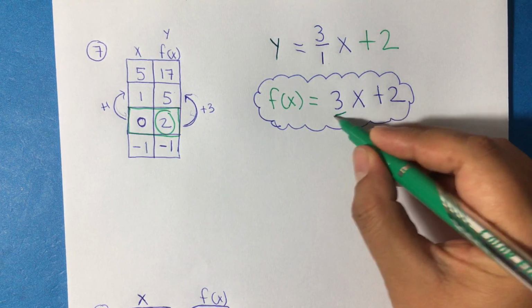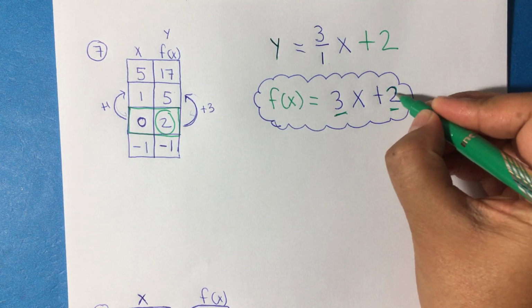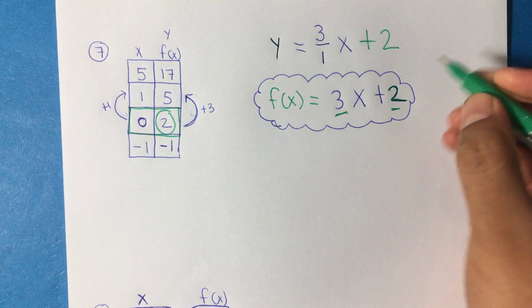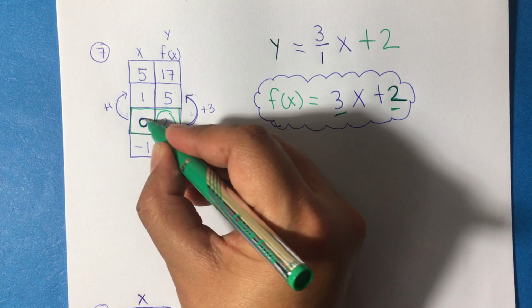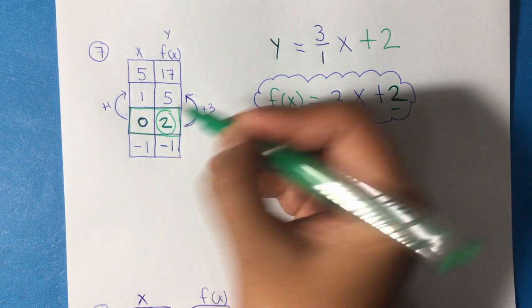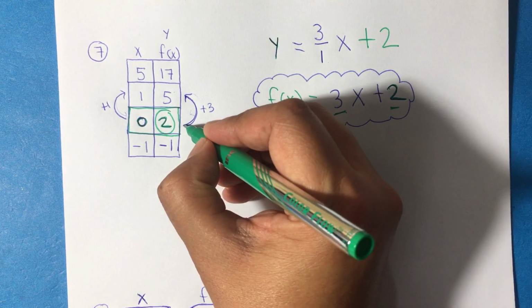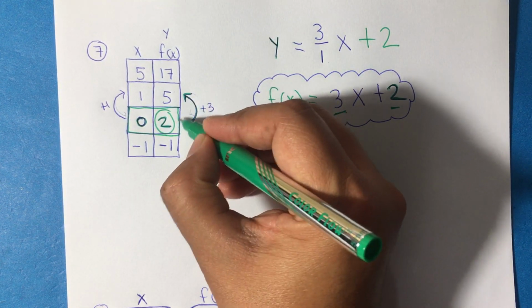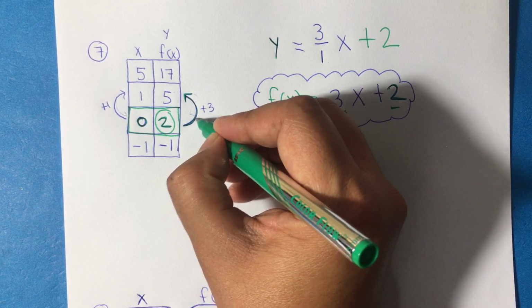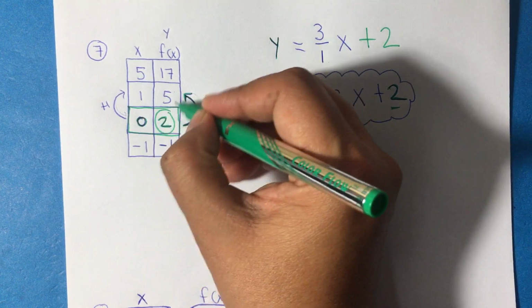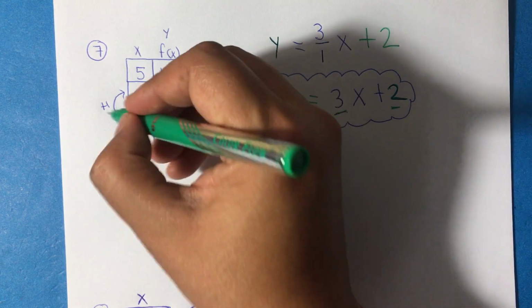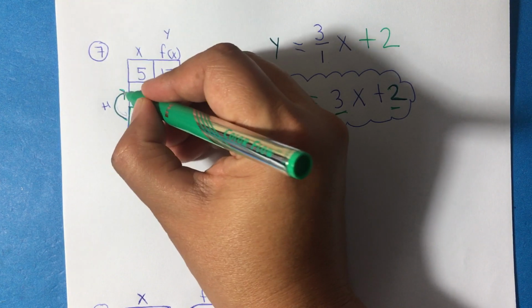How did I get these values? Again, the 2 comes from the number that is next to the 0. So it's this 2 right here. The 3 is by counting how many spaces between any 2 points. But I have to choose the values of y first and then the values of x on the same points.